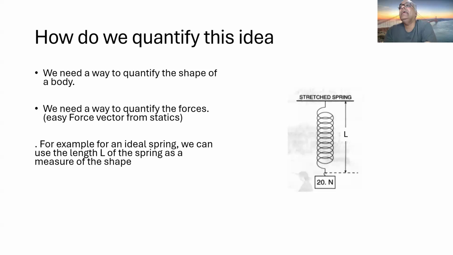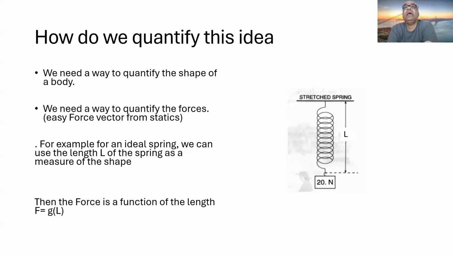For example, for an ideal spring, we are choosing to quantify the shape of the body in terms of only one parameter, which is the length. That may not be actually correct, but that is enough for our purpose. So now we are going to say that for an elastic body, the force is only a function of the length. So now you can see, if I give you the shape, the length, I can tell you the force.